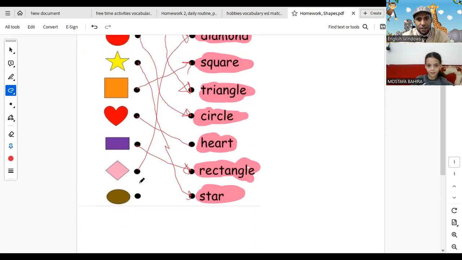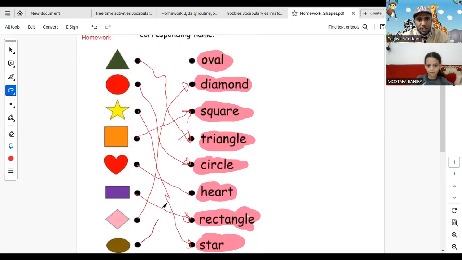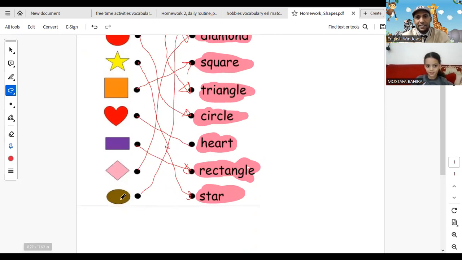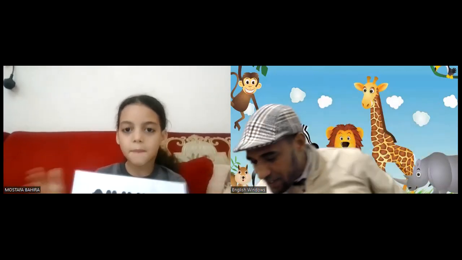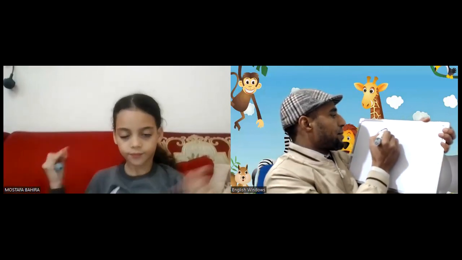And the last one is, of course, an oval. This is oval. It looks like what, Amira? Like something that we eat. I like to eat in the morning, maybe. Like what? Cake? Yes. Maybe. There are some cakes which have the same shape. And we say also, Grace.